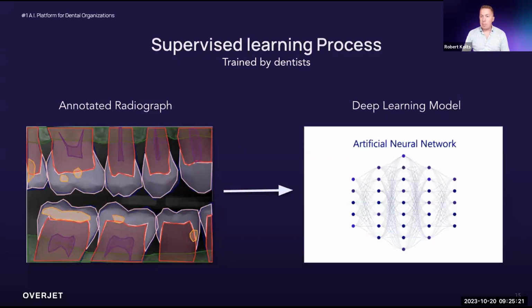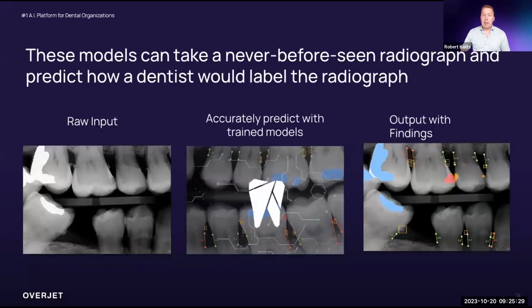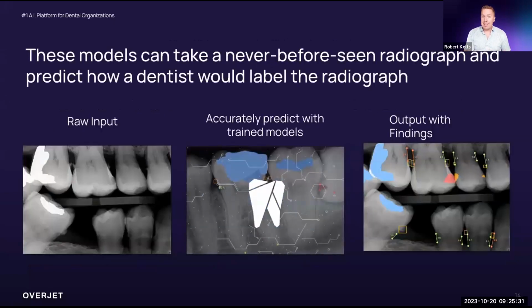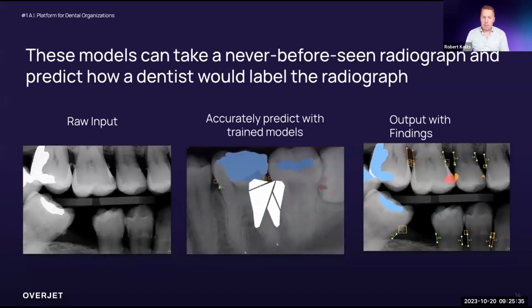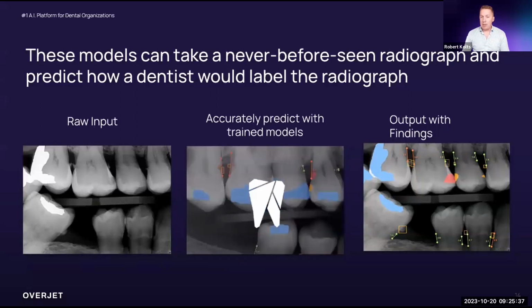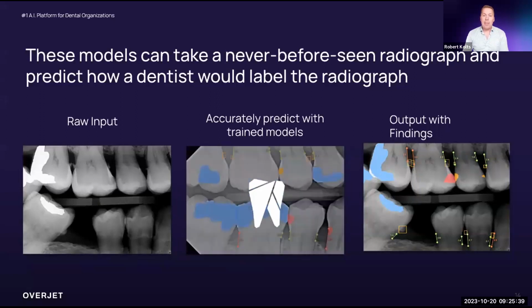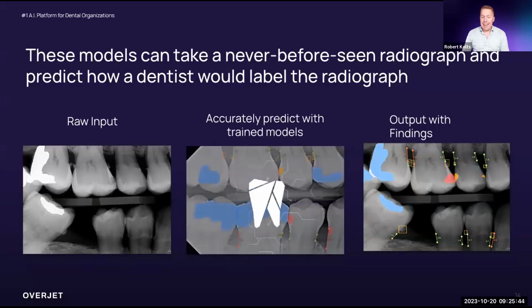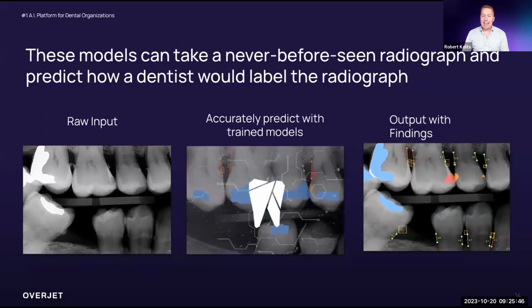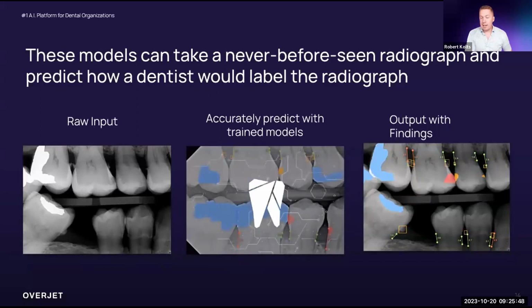Okay, so that speeds up the learning process, so we don't have to feed it so much data, and it improves the accuracy of the models as we do that. But now what that means is we can take an x-ray that the model has never seen before, it'll run it through its machine learning models, and then it'll generate an output. Now, what's important to recognize is what that output actually means. Okay, so what the AI is doing is it's annotating an x-ray in the way that it thinks a dentist would have annotated the x-ray.